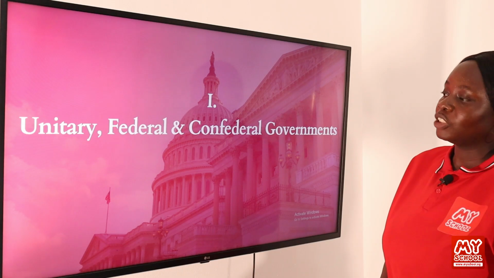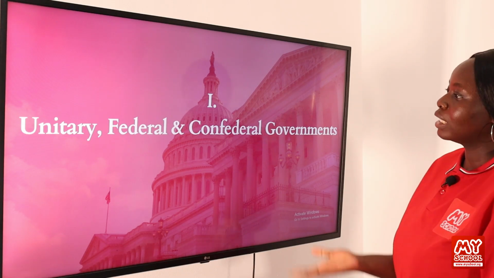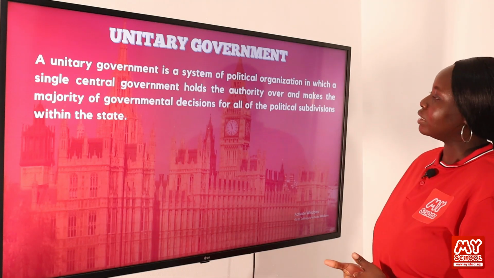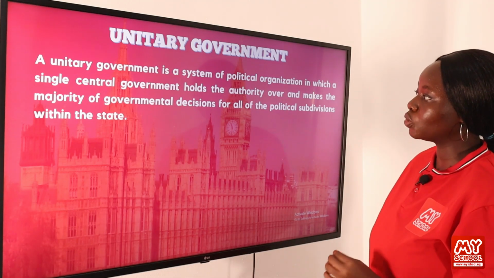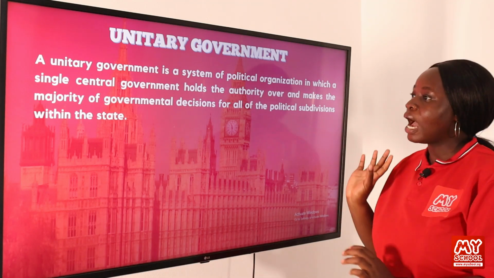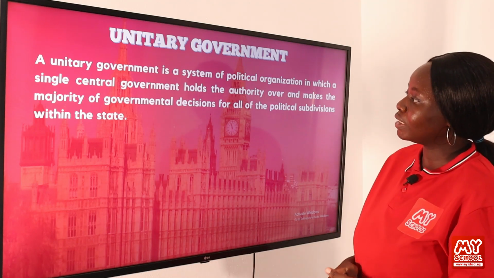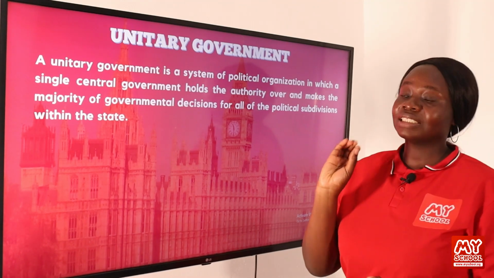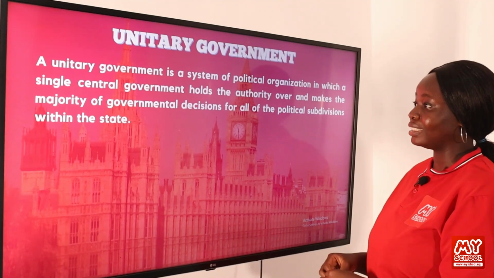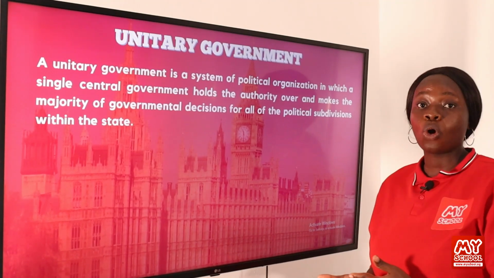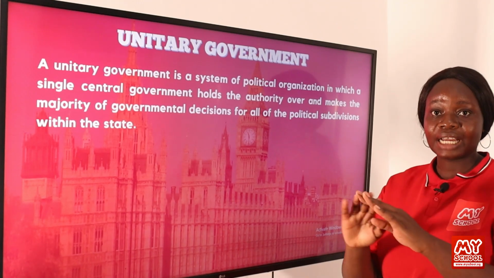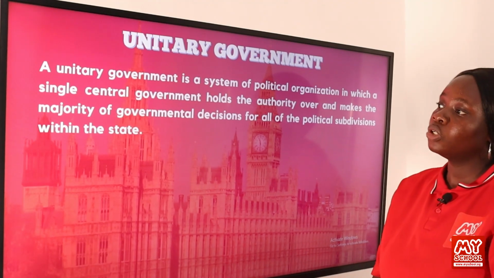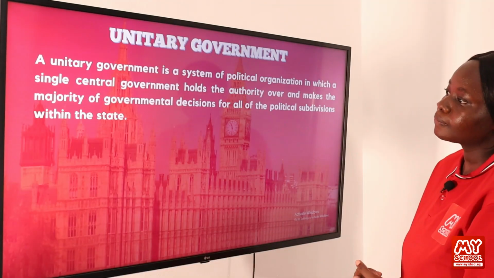Alright, so we're going to begin with unitary, federal, and confederal systems. Let's start with unitary governments. A unitary government is a system of political organization in which a single central government holds the authority over and makes the majority of governmental decisions for all the political subdivisions within the states. So there is a single central government within that state, and this central government makes all the decisions within the states. There are no subdivisions within that government. So now let's move on to the next slide.